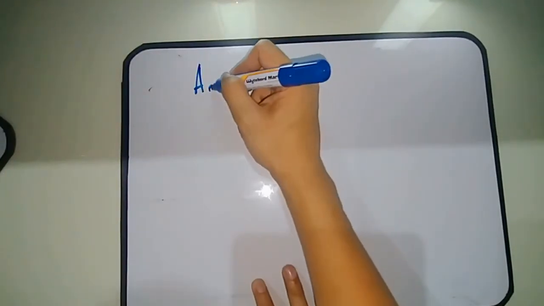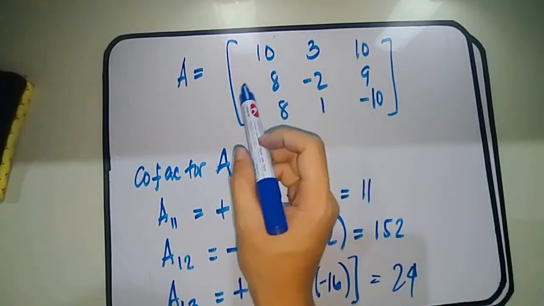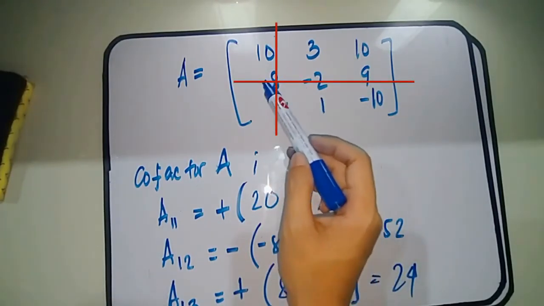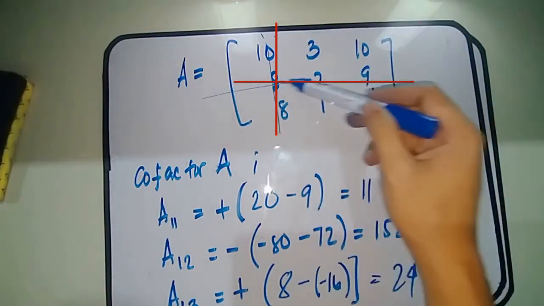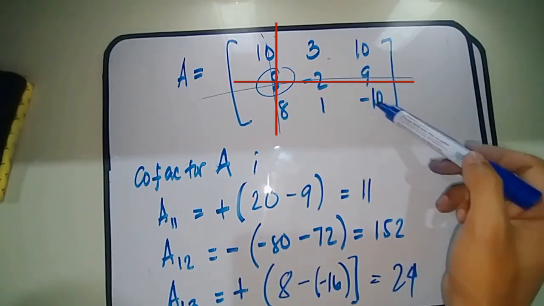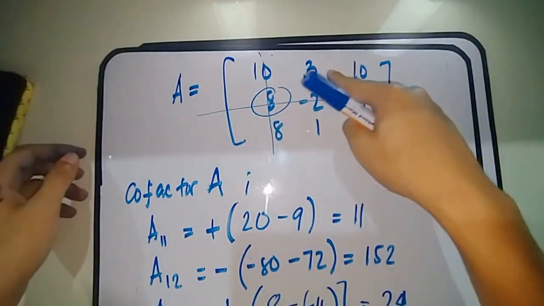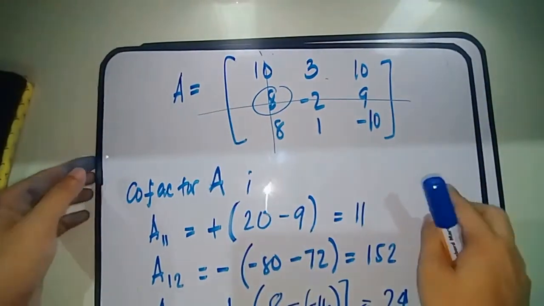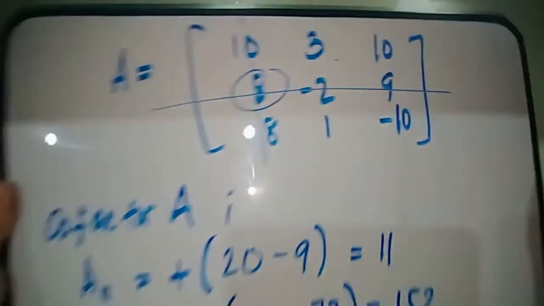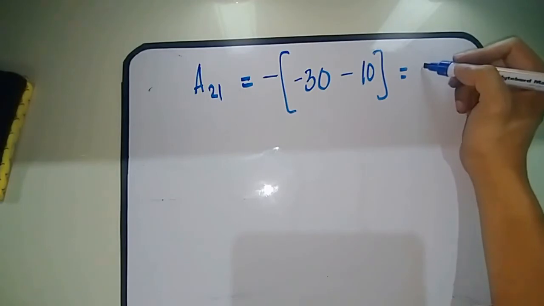So dun tayo guys sa second row, first column. So yung second row, first column natin is, you have here the 8. So second row, so 1, 2. Then first column here. So ito yung intersection 8. So, if this intersects here, ito yung natira. We have here 3 times negative 10 and minus 1 times 10. So, yung sign convention niya guys is plus, minus, plus, minus, plus, minus, plus, minus. So, this is negative. So, we have here 3 times negative 10. So, negative 30 minus, we have here 1 times 10. So, this is 10. So we have here positive 40.